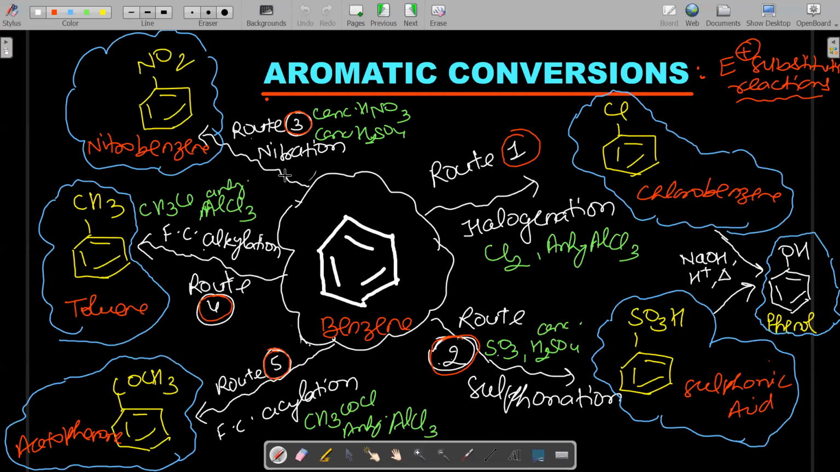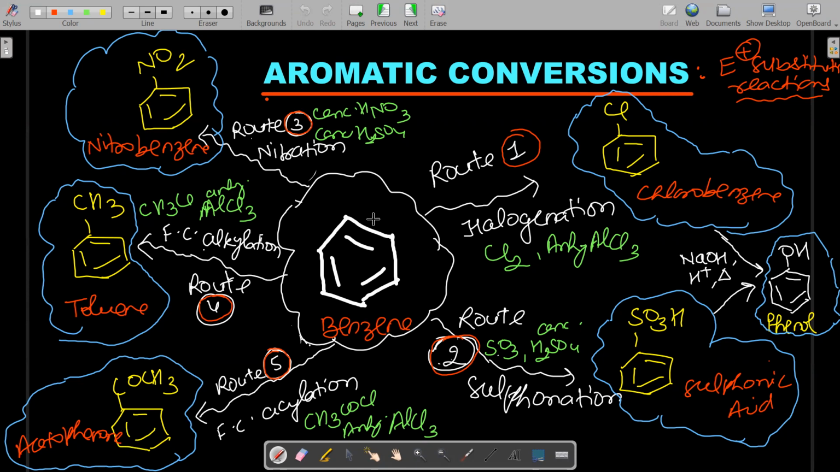We'll follow route 3, that is nitration, in which there is a formation of nitrobenzene, and this nitrobenzene is further reduced into aniline, and then we'll follow the next steps. Route 4, which is Friedel-Crafts alkylation, and there's a formation of toluene, and then the next steps. Route 5, that is Friedel-Crafts acylation, that is acetophenone.